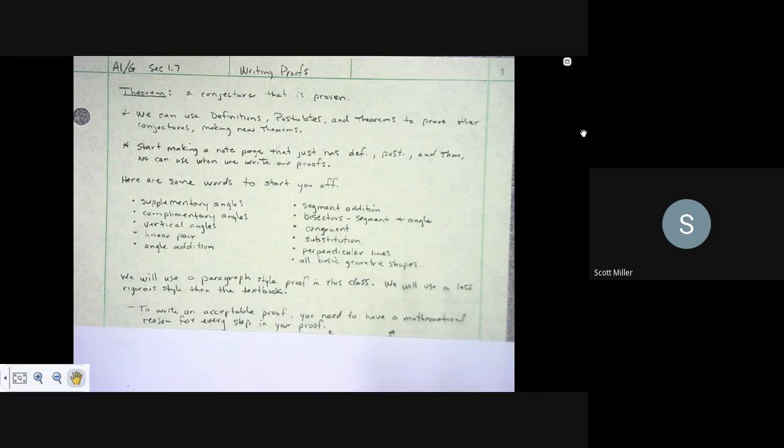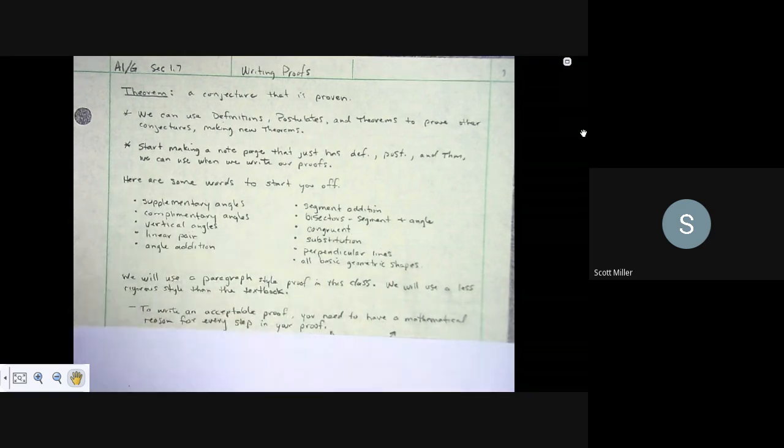For example, definition of supplementary: what's the definition of a supplementary angle, and then I can use that as my reason for why I'm going to say what I'm going to say. That's what we're trying to accomplish here. We're going to do some proofs. I have a couple of proofs I want to walk through with you, to show you what I'm looking for. So let me pull up a couple of proofs here for you.